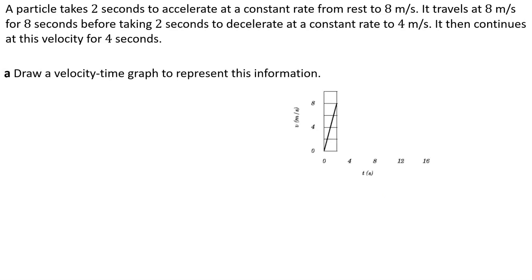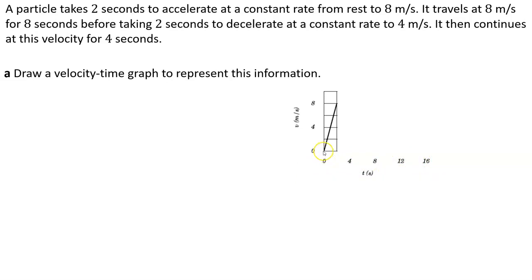So, our velocity axis is the vertical axis. We need to give the units, like I forgot to do in the previous examples. So we're given meters per second. My maximum velocity is 8 meters per second, so that's how far my vertical axis has to go up to. My time axis is measured in seconds, goes up to 16 seconds.